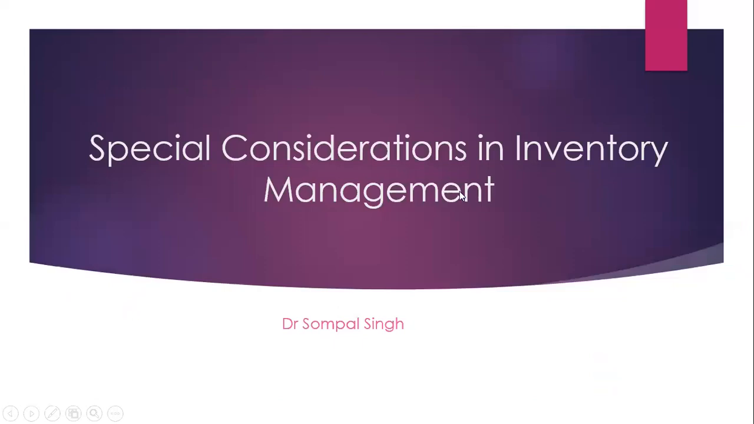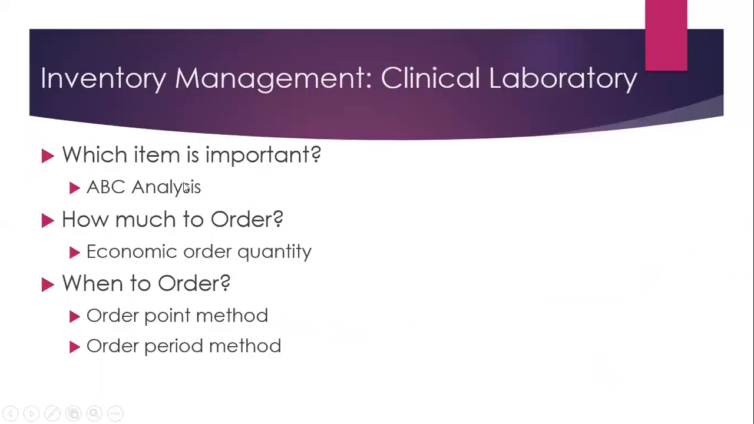Then, special considerations in inventory management. In inventory management, there are three questions. Which item is important? The answer is by ABC analysis. I have a separate lecture on inventory management. The link is given above. The second question is how much to order? And the answer is economic order quantity. The third question is when to order, and the answer is order point method or order period method. All these I have described in my inventory management lecture.